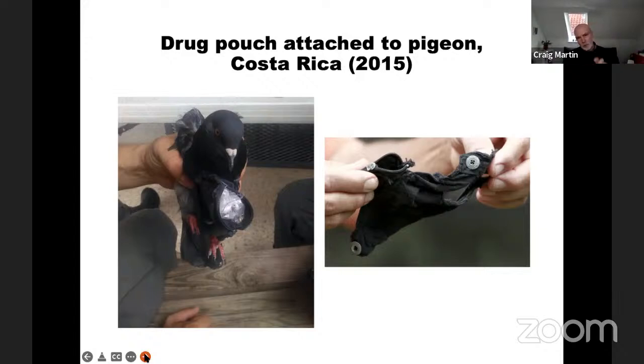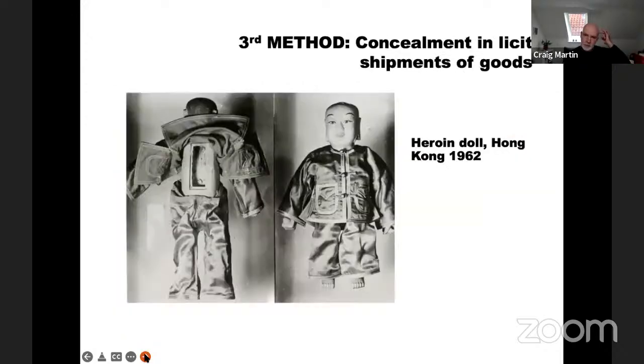But there's something important for me here about the kind of problem-solving attitude we have here. So designing something that attaches to the pigeon, but also something that can circumvent the security practices, things like the scanners, to stop these types of narcotics being smuggled into the prisons themselves. The third method, and again another historical example here, is the concealment of narcotics in illicit shipments of goods. This is an example of something captured in 1962 in Hong Kong.